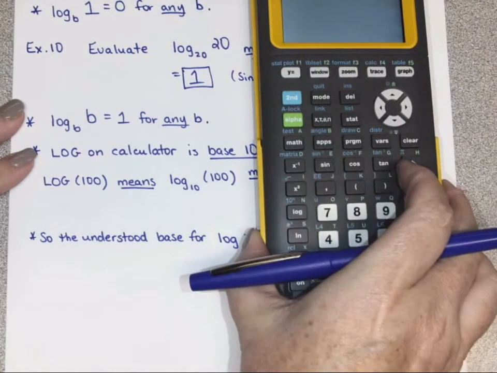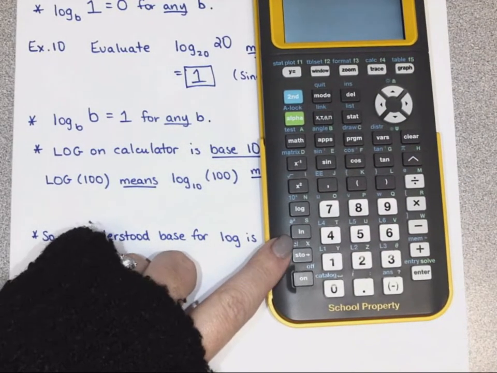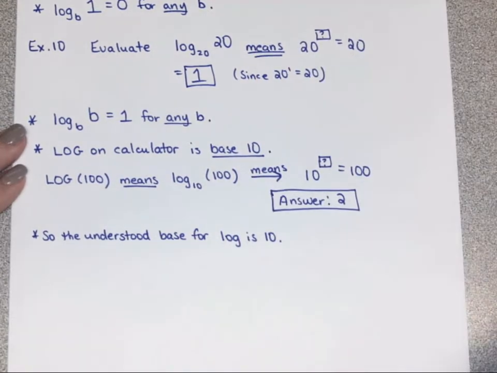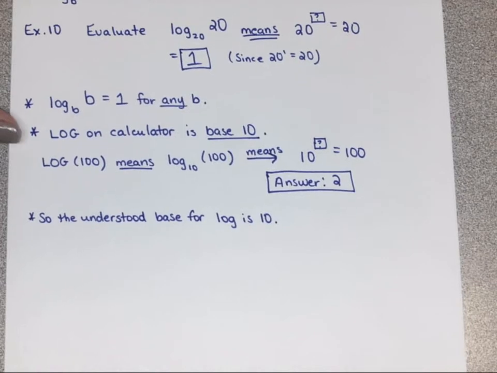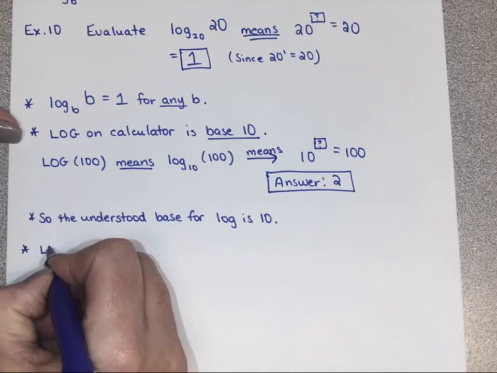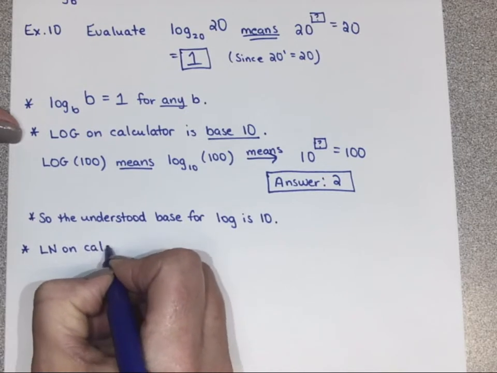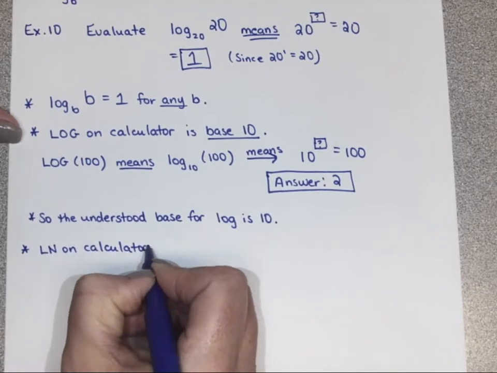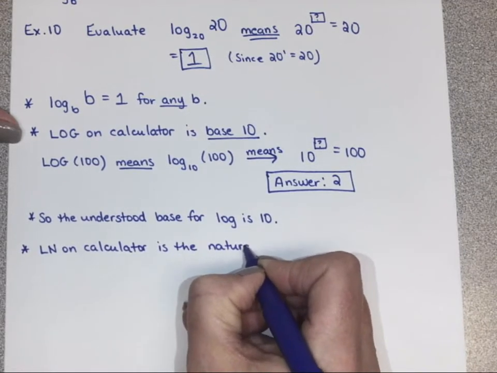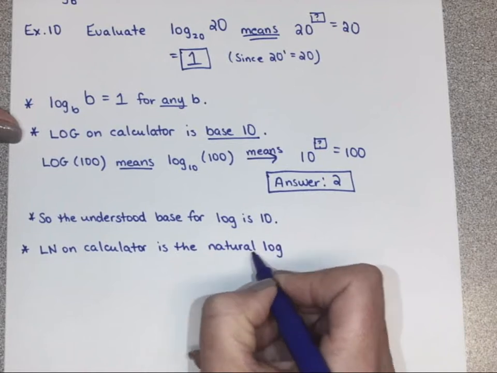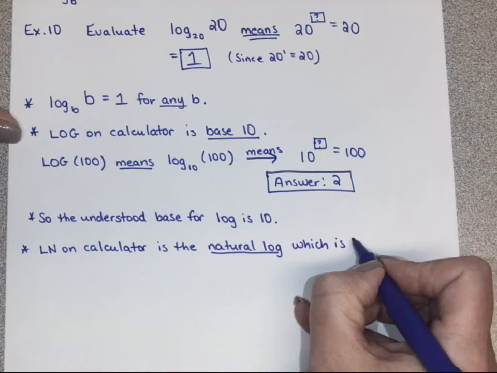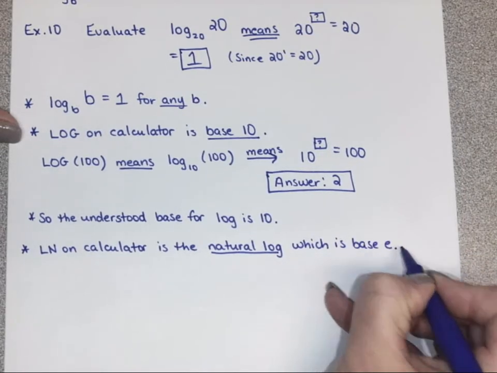Okay, so that's the LOG button on your calculator, but like I mentioned before, we also have another log button, looks like LN. Okay? I usually use a cursive L for LN, that way it doesn't look like a 1, but a lot of the calculators will have it capitalized. LN on the calculator is actually called the natural log. And the understood base of it is actually that number e we talked about a while back.